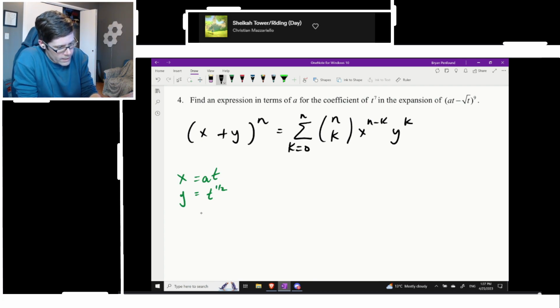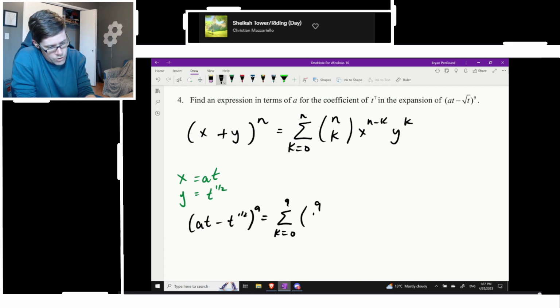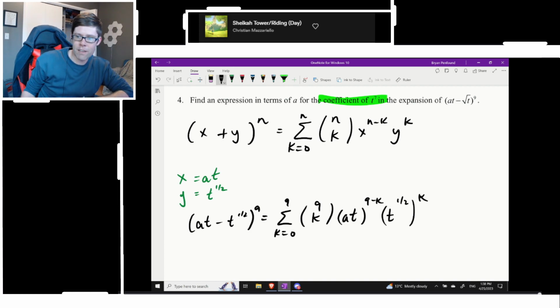We have something that looks like (a t minus t to the 1/2) to the 9, which should be the sum of k ranging from 0 to 9 of 9 choose k. X is a t, and we need to raise that to the power of n minus k, 9 minus k. And y is t to the 1/2, and we need to raise that to the power of k. So our goal is to try to find the coefficient of t to the 7.